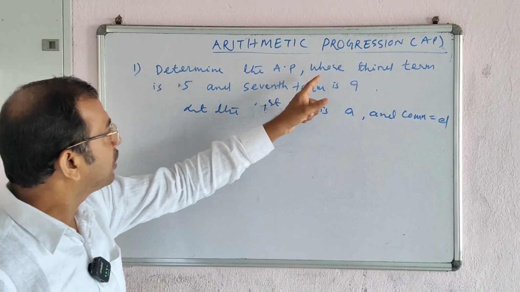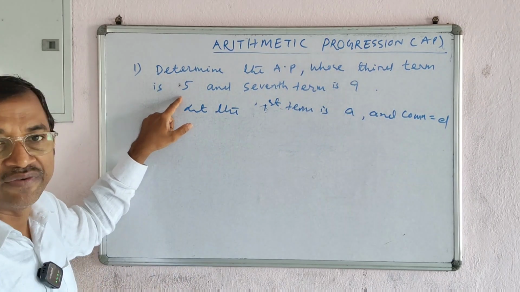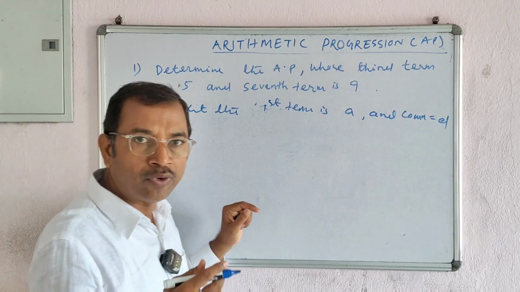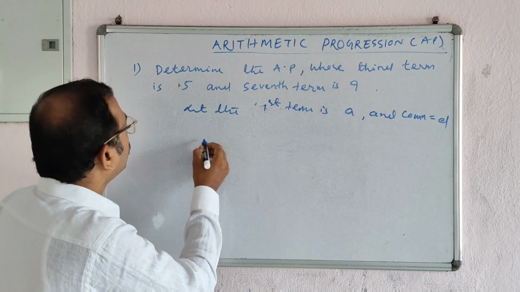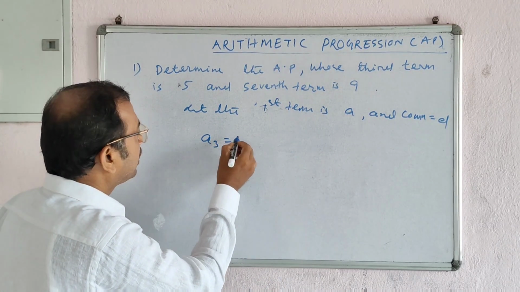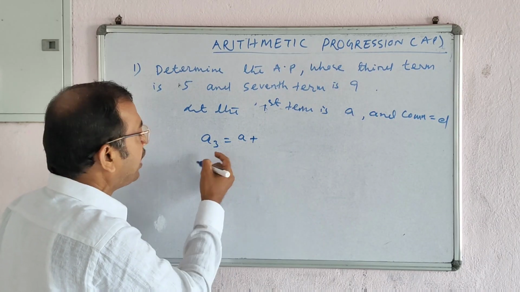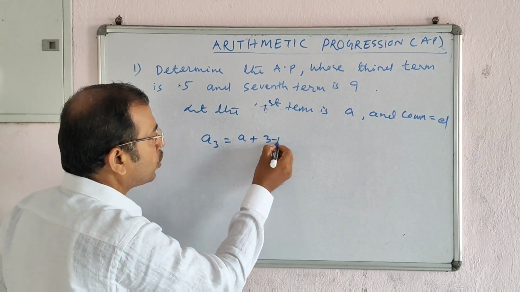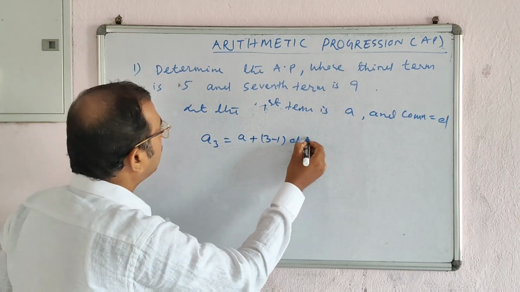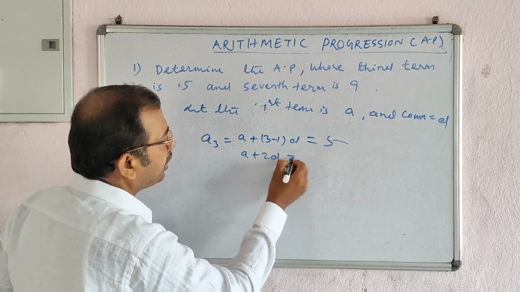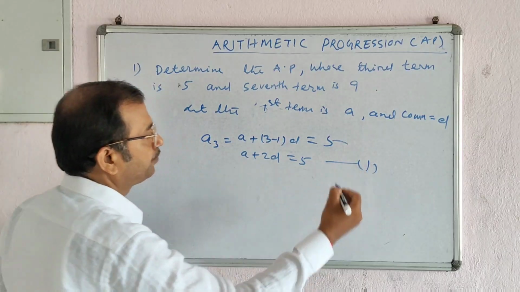So first equation is given, whose third term is given 5. जो भी टर्म आप निकालना चाहते हो तो थर्ड टर्म क्या होता है, a3 क्या होता है ना सर, फॉर्मूला होता है a प्लस n माइनस 1, n इज व्हाट 3 माइनस 1 इंटू d, दिस इज गिवन व्हाट 5, दैट मीन्स a plus 2d equal to 5, this is equation 1.